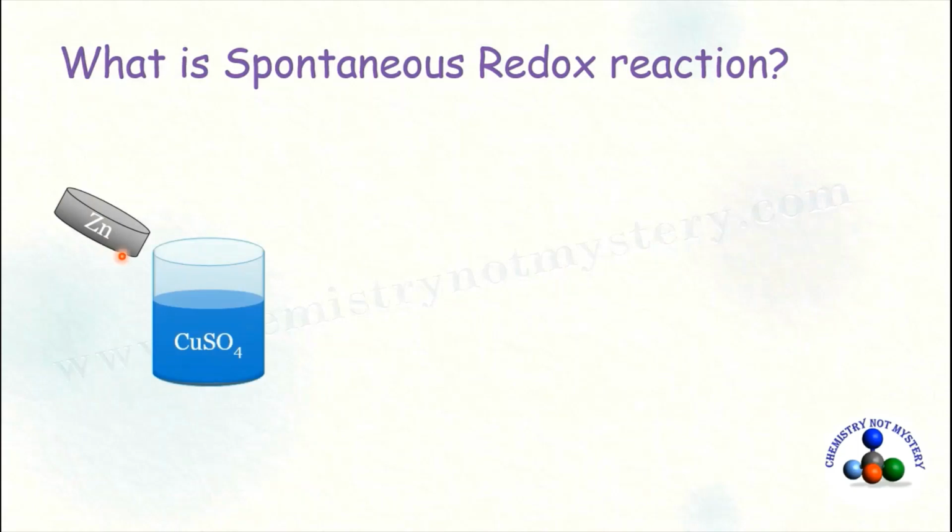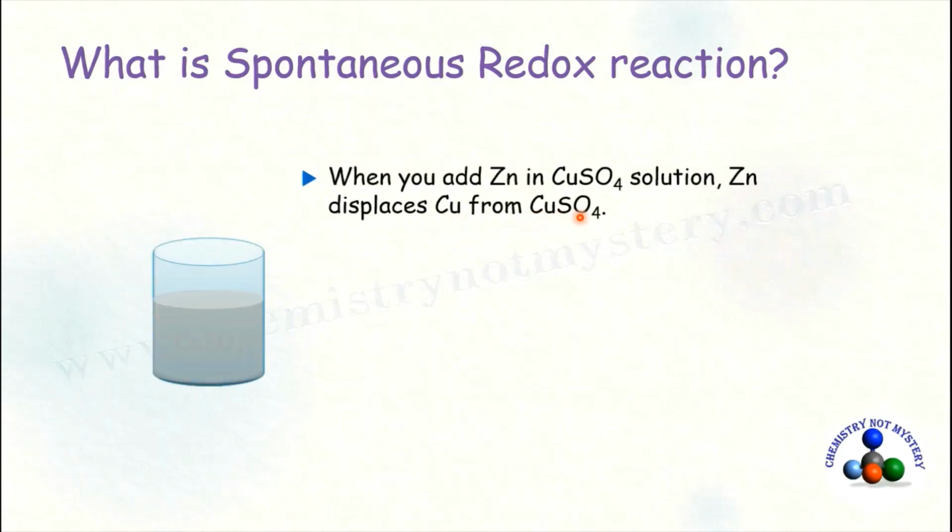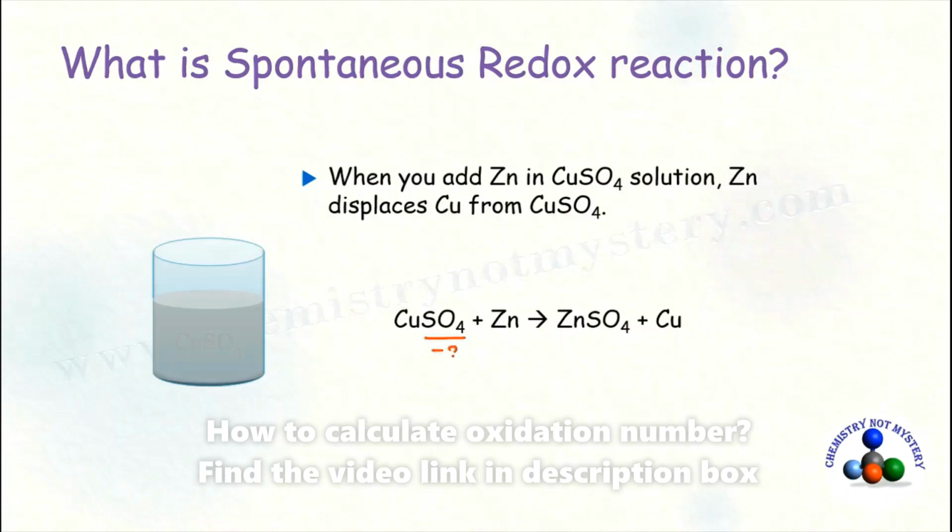When you add zinc to copper sulfate solution, zinc displaces copper from copper sulfate. You must have done this experiment in lower classes. So let's write the reaction for this change. When we add zinc to copper sulfate, you will get zinc sulfate plus copper. Now write the oxidation number of copper. SO4 ion carries -2 charge, so oxidation number of copper will be +2.